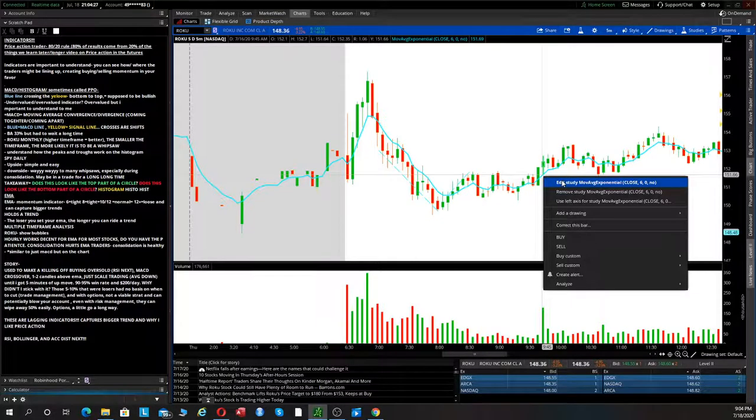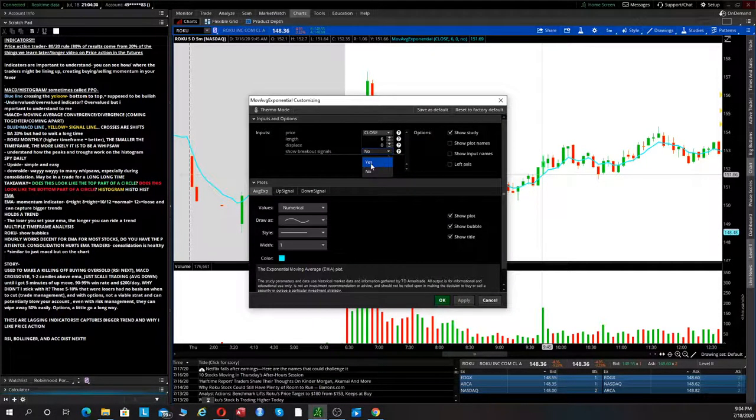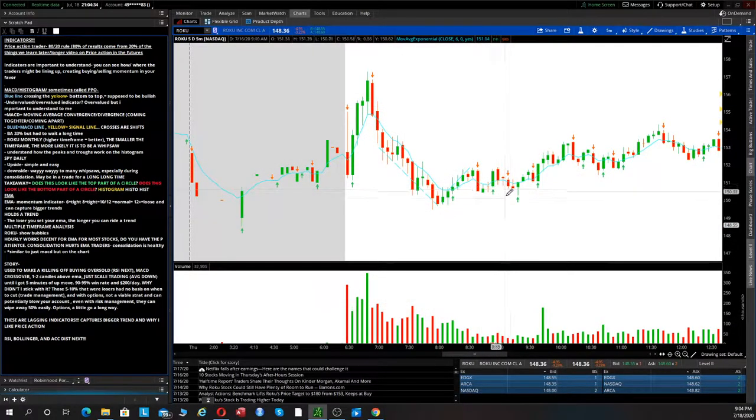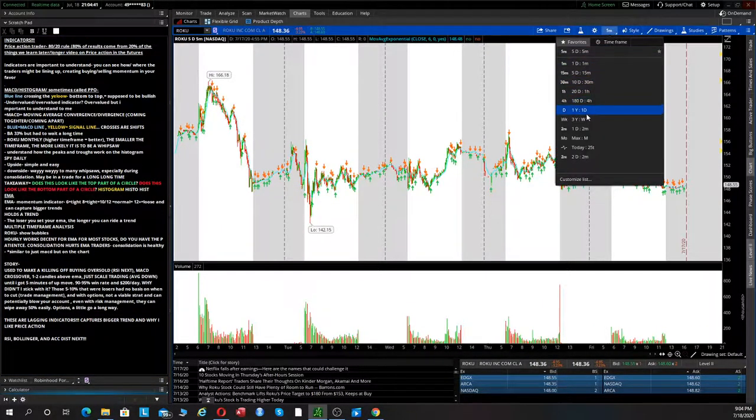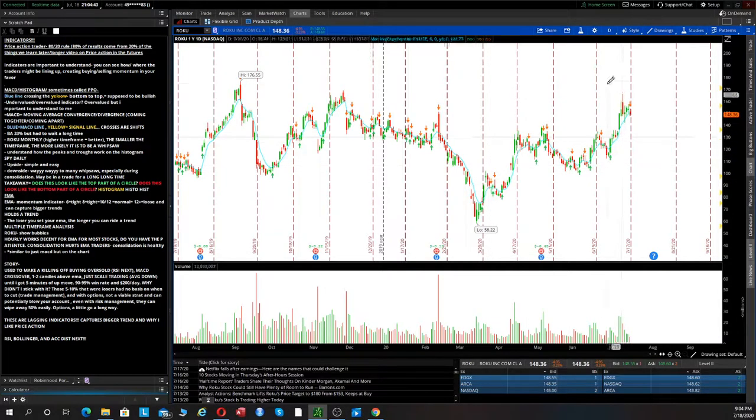So this is tight. And let's first show the breakout signals. So that'll show a green arrow for every time it crosses above the EMA, and a red arrow for every time it crosses below. So look how many whipsaws there are here. Even if we go to a daily time frame, look how many whipsaws there are here.